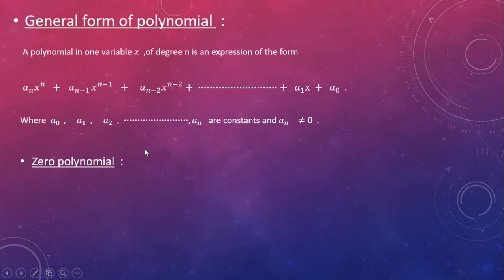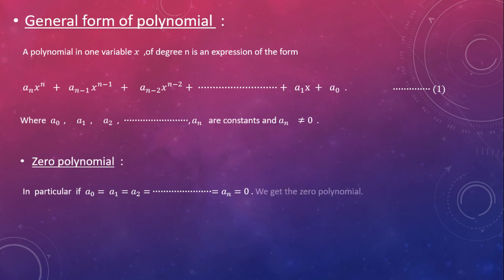Now again let's discuss zero polynomial. In the expression 1, if in any particular case we put a0 equals to a1 equals to a2 equals to all the constant zeros, that means if we put 0 in place of all the constants, we will get the zero polynomial. So the degree of the zero polynomial is not defined.